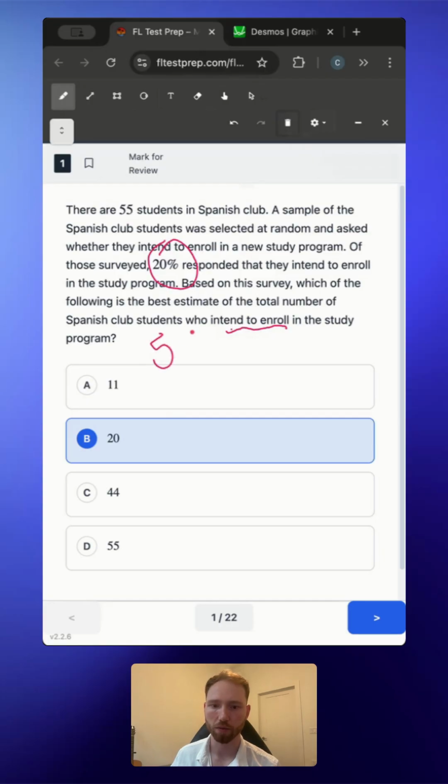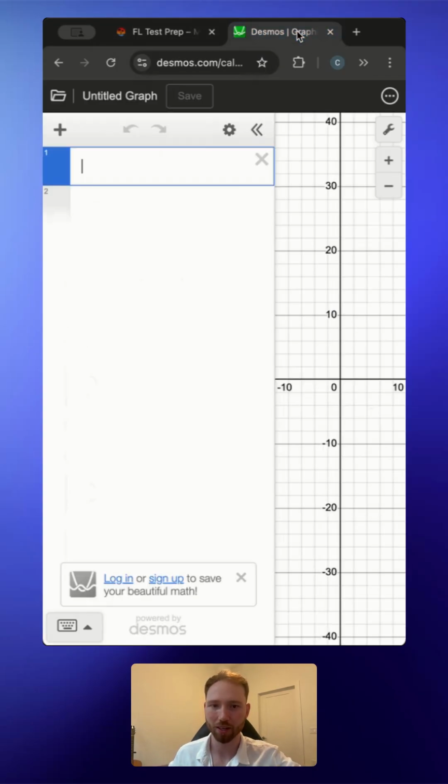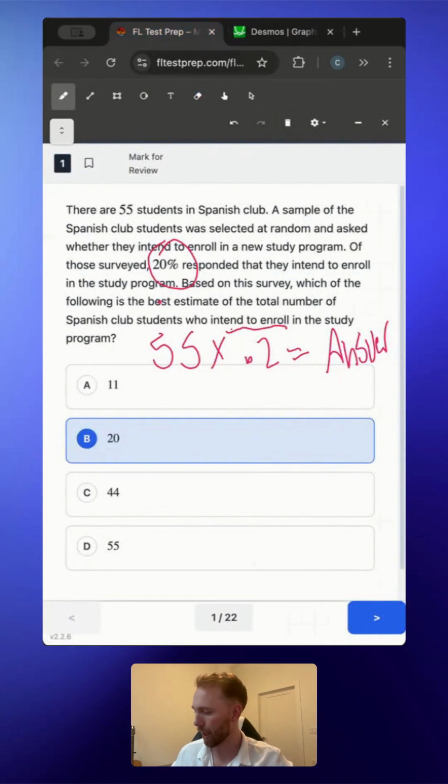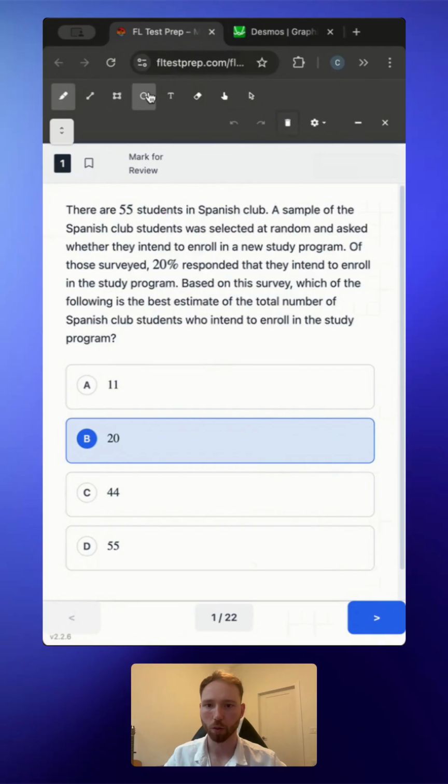So all we need to do is 55 times 20%, which is 0.2, and that'll equal our answer. I'm going to go ahead and use Desmos in this because I don't like to leave anything to chance. 55 times 0.2 is 11. So A is going to be our correct answer. Moving on to the next question.